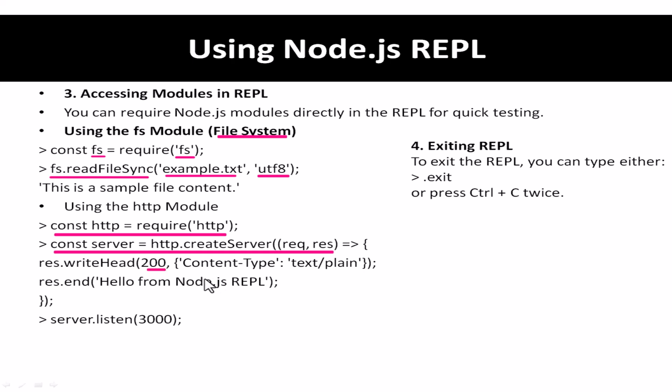We are having 100, 200, 300. Everything is different from 99. The content type is plain text, and here we are going to use "Hello from Node.js REPL". Whenever you type server.listen on port 3000, every 3 seconds it is going to get a request and a response. Whenever you press Control C, you can exit from the REPL. Like that, you can work with this particular module.